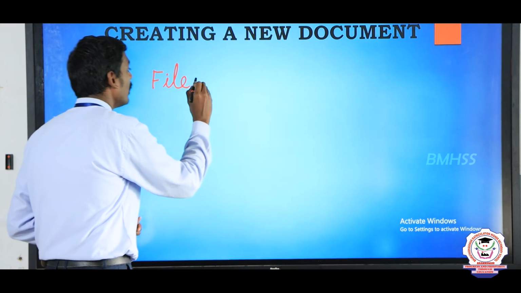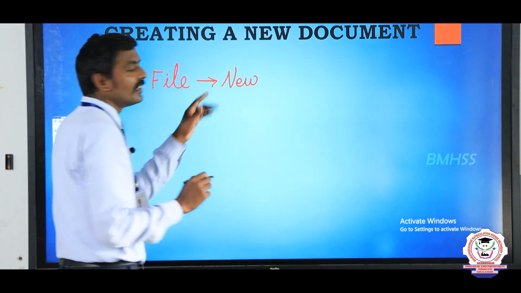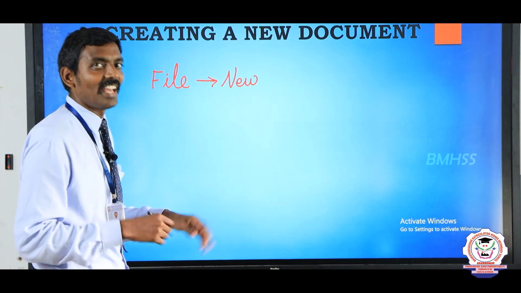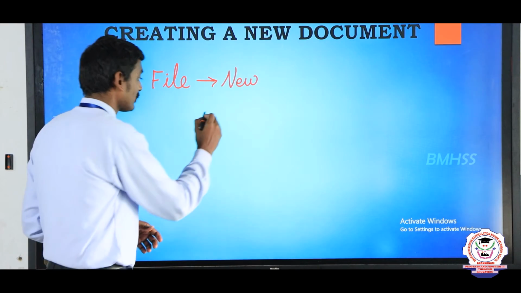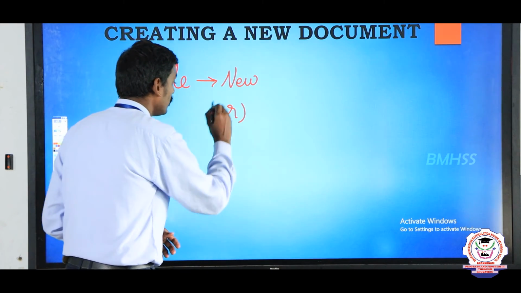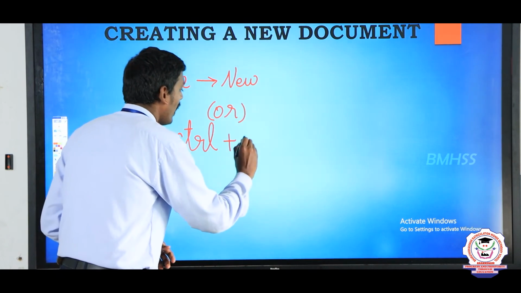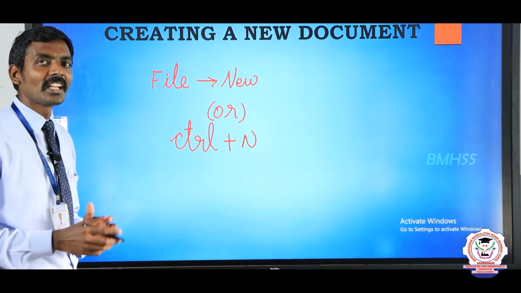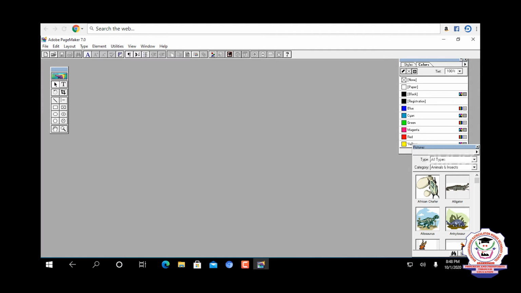File and then New. This New option comes from the submenu, or we can use a shortcut key. What is that shortcut key? Control plus N. Control as well as N. We can use this method to create a new document. Are you clear?